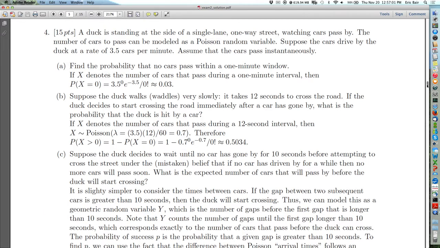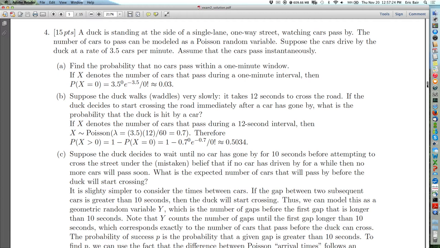Going on to question 4, parts A and B, most people got that. To find the probability that no cars pass in a 1 minute interval, that's just the probability that x is equal to 0 under a Poisson distribution. Plug it into the formula and you're good.